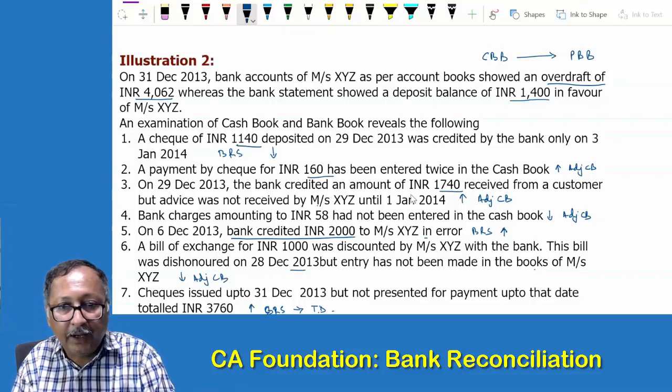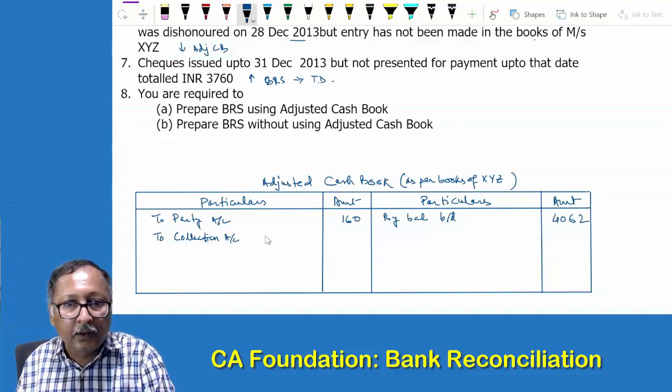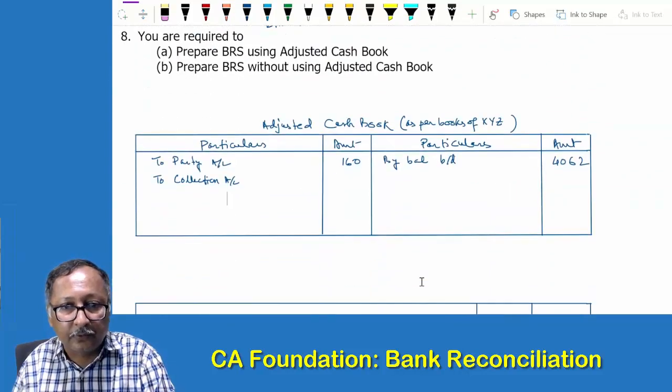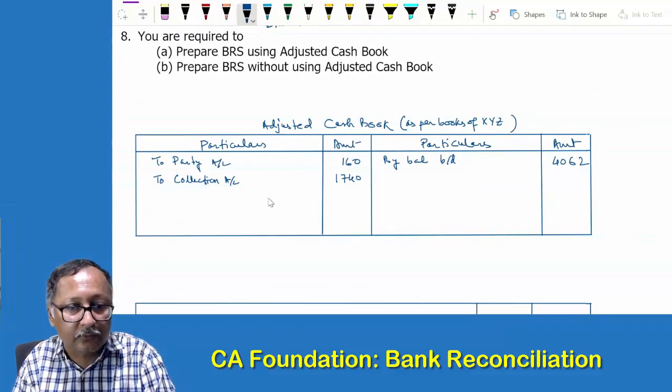Next, the bank credited an amount of rupees 1740 received from a customer, but advice was not received. So it's money received in the bank. So it is credited in the bank. We will make the entry for this. We'll take it to the bank account. You can take it as to customer account or to collection account. Amount is 1740. You can make it as a customer account also.